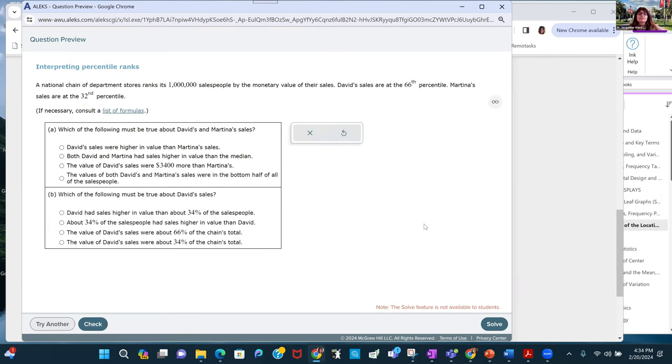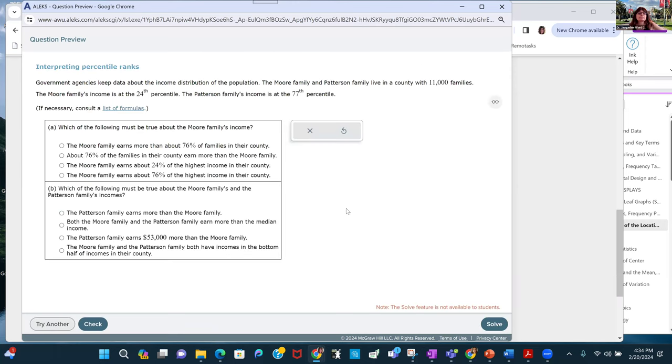Let's see another scenario altogether. Government agencies keep data about the income distribution of the population, the Moore family and Patterson family live in a county with 11,000 families. The Moore family's income is at the 24th percentile, and the Patterson's is at the 77th percentile. So, what's true about the Moore family?